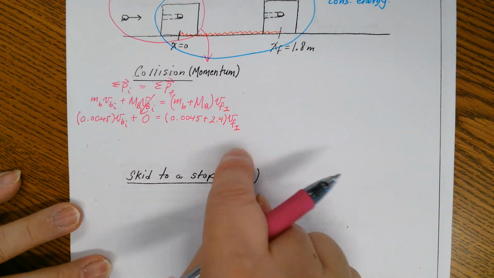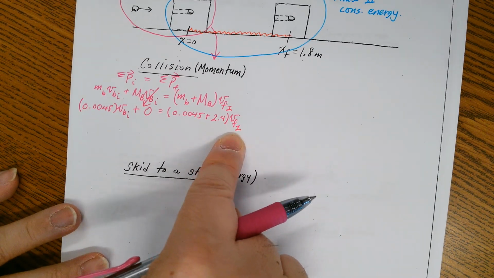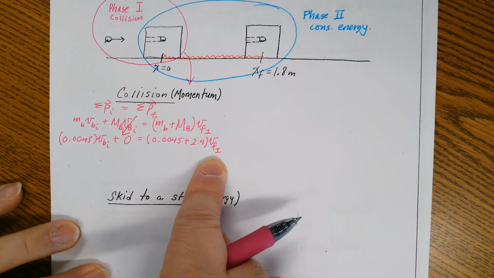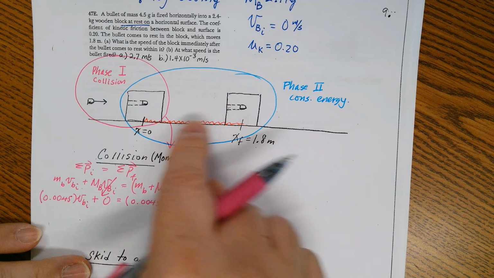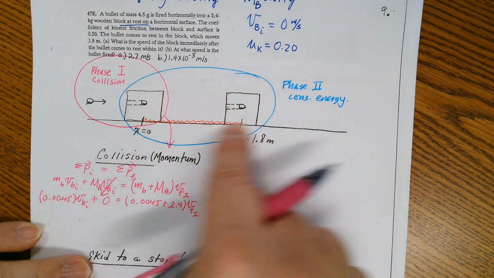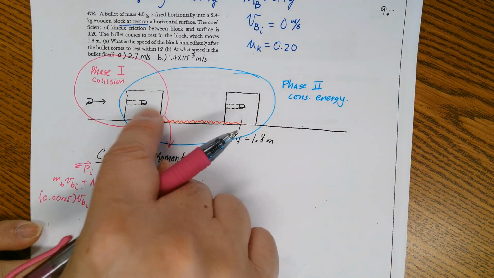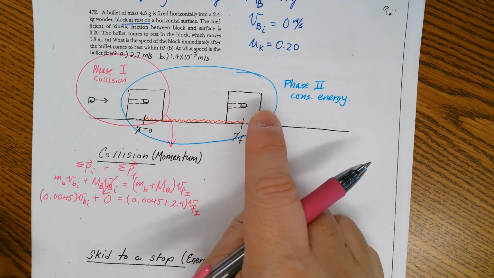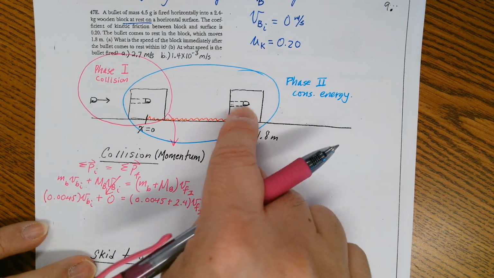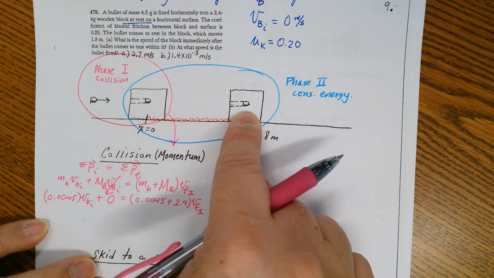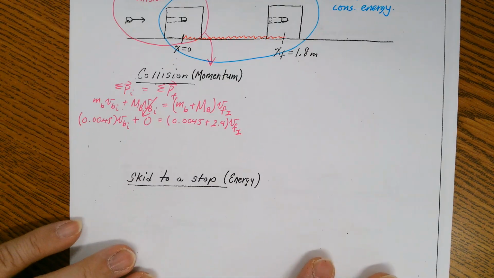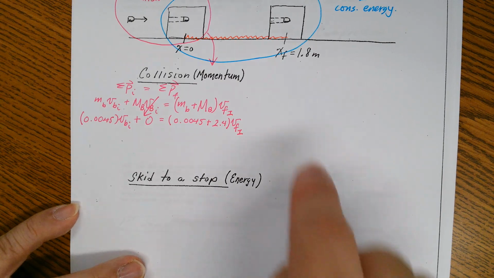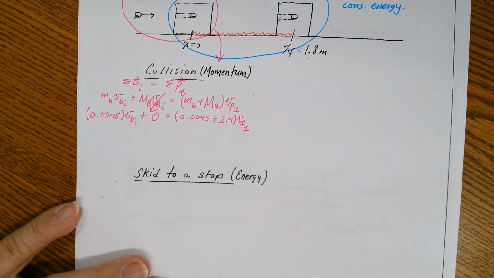Well, we don't know what this V final of phase 1 is, but we could probably figure it out using this to figure out what the initial velocity of the bullet in the block is, because we know exactly how much work was done by friction to stop this thing. So let's take a look at this part right here, phase 2.